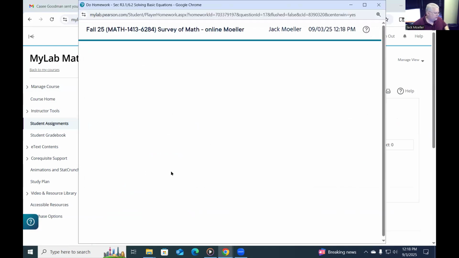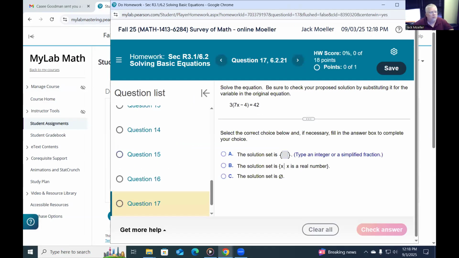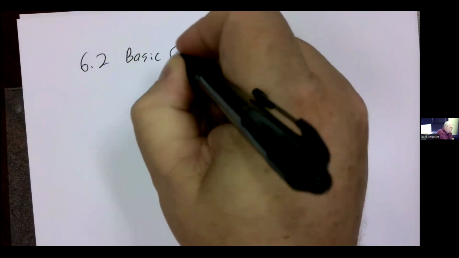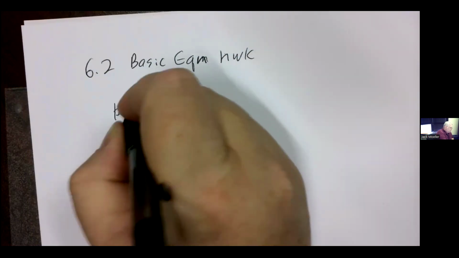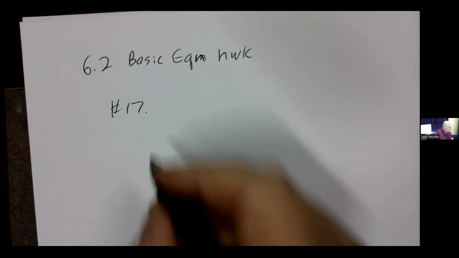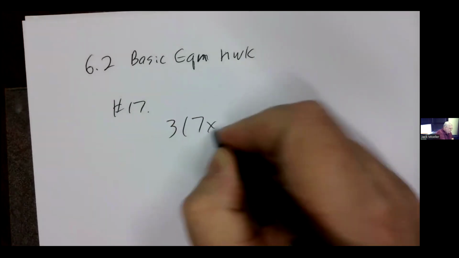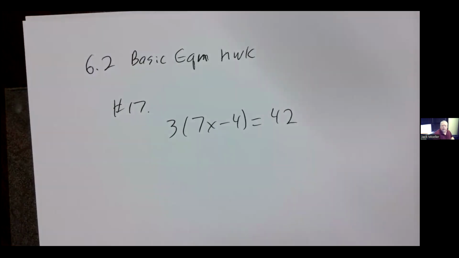All right, so my question 17 is 3 parentheses 7x minus 4 equals 42. Let me go over to my document camera. We'll work through that, and then we'll talk about how to put the answer in MyMathLab. This is the 6.2 basic equation homework, number 17, or it's my number 17. Yours will be similar, random number generator, so everybody's numbers will be slightly different here.